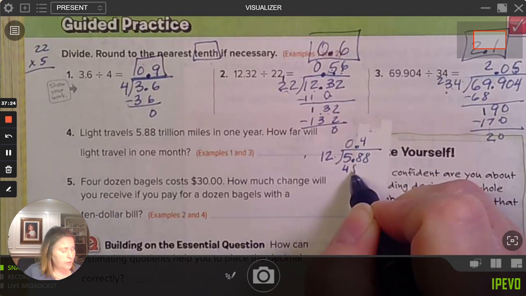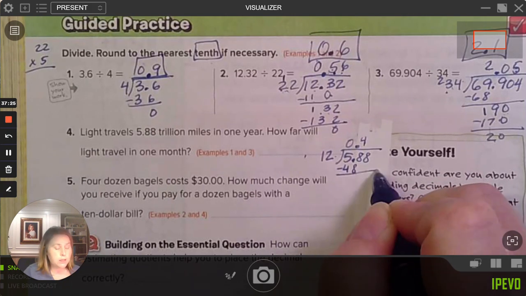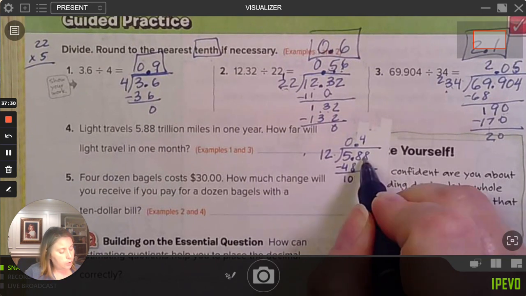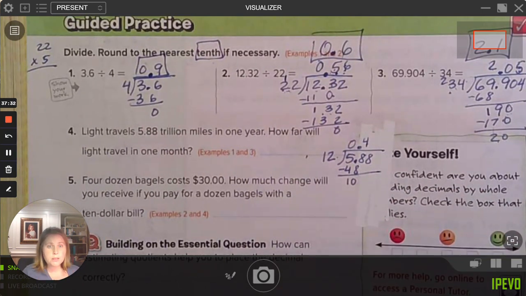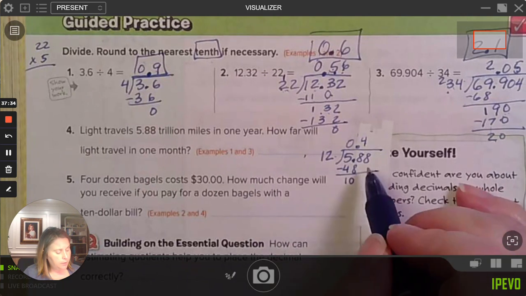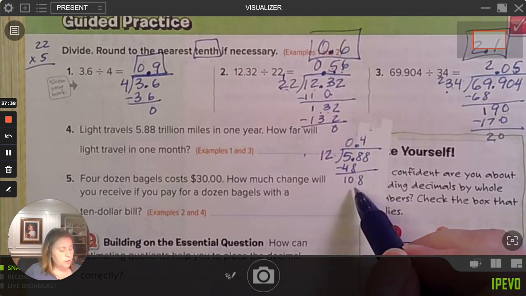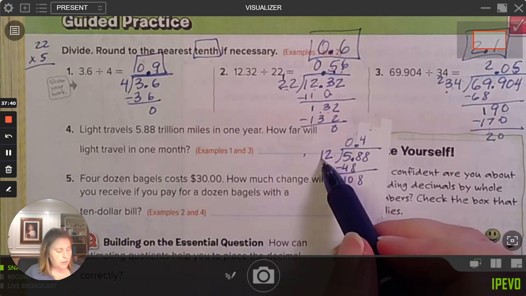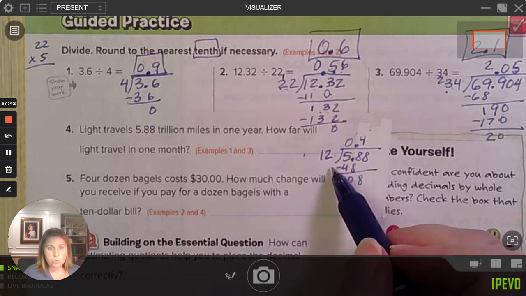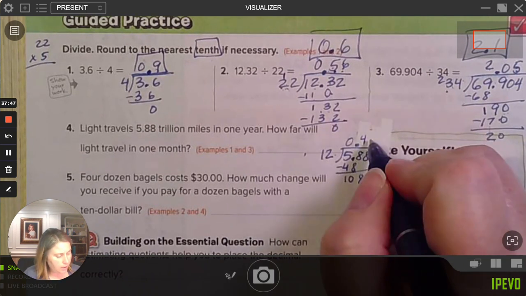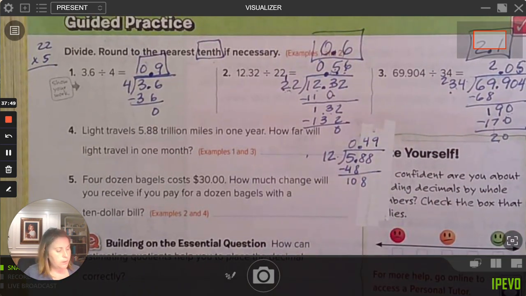We just said 12 times 4 is 48, and then we subtract. 58 minus 48 is 10. Great, that's less than 12, so that's correct. And then we bring down the second 8. So let's see, if I did it 10 times, 12 times 10 would be 120. That's a little too big. So I'm going to try a 9. I think that'll get me really close, if not perfect.